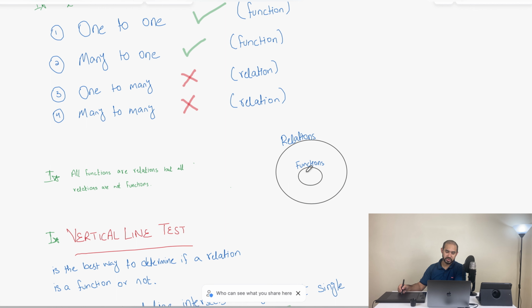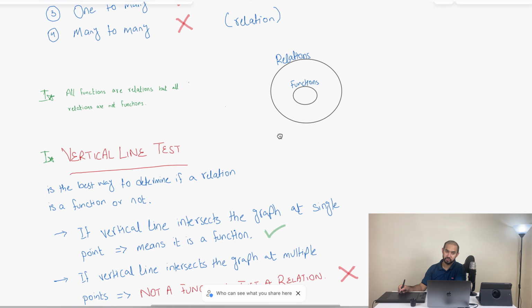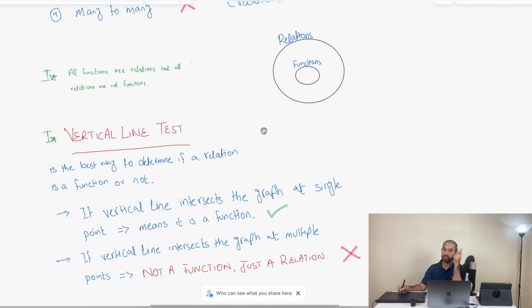So that's what I mentioned over here, that all functions are relations, but all relations are not functions. If you understand sets as well, we can see that functions are a subset of relations, because two types of relations were not functions. That's why. All right. Now, how would we determine whether a relation is a function?